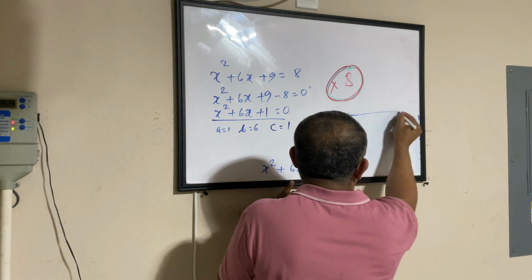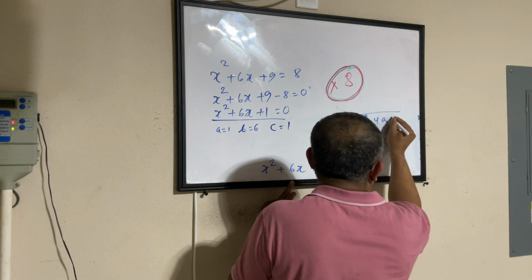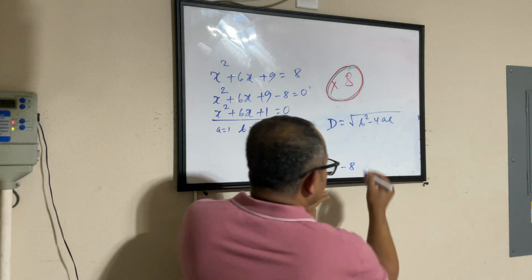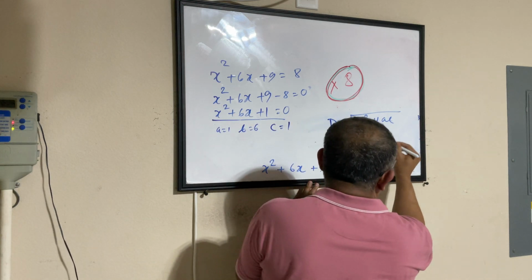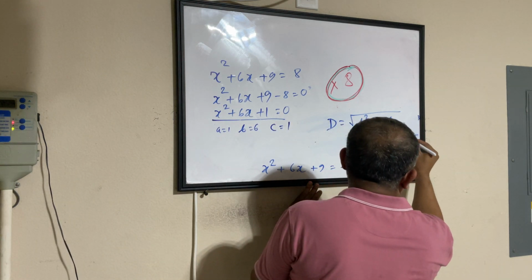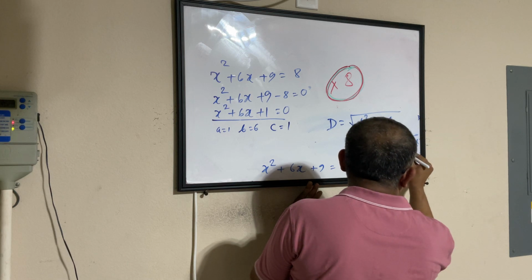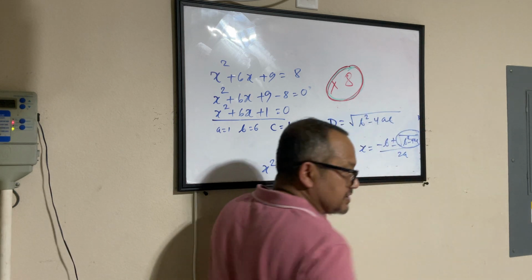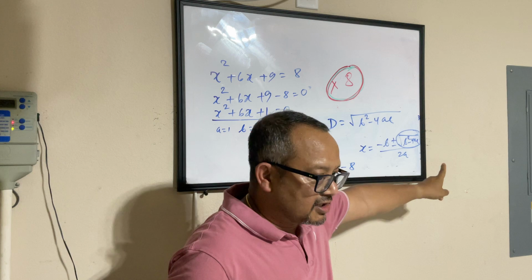Discriminant is nothing but b square minus 4ac. And again, this is nothing new. It's part of the same quadratic formula that we have, minus b plus minus square root of b square minus 4ac by 2. So I'm just looking at this part alone to see if I'm getting any real value for this or not.